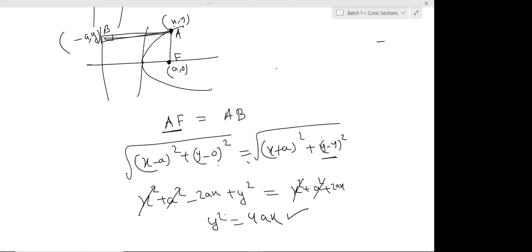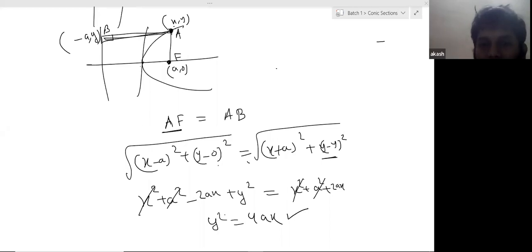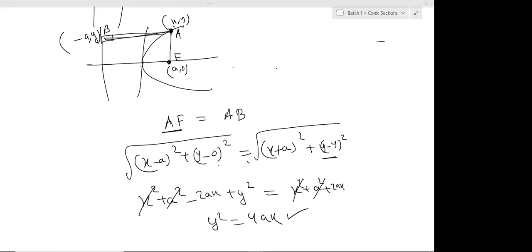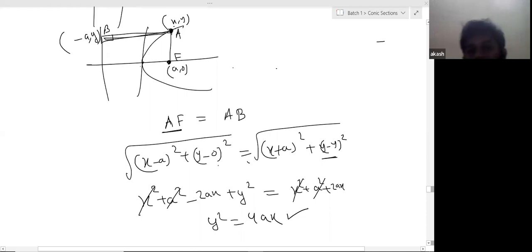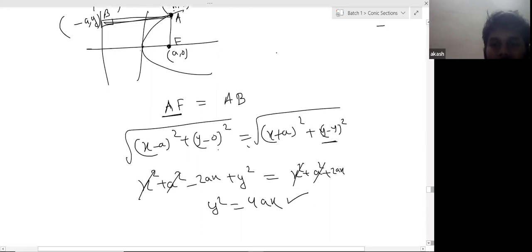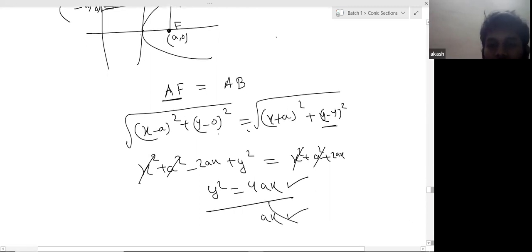All right, Gautam, Irfan, clear? Yes, sir. All right, Ashma, Abdul, Arsalan. All right, write it down. Okay, I'll give you 2 minutes. Write it down: equation of parabola. This is type 1.